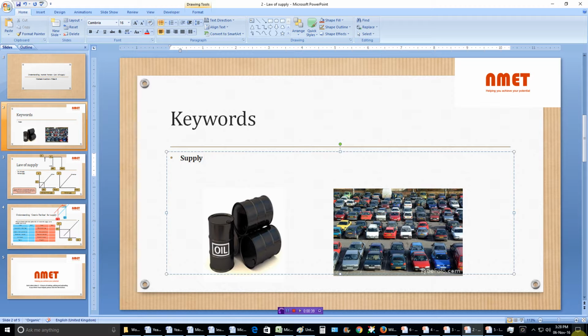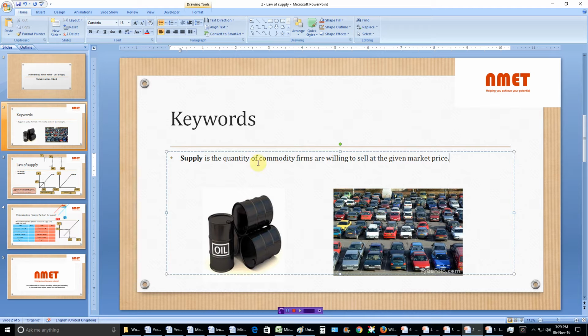Supply is the quantity of goods or commodities firms are willing to supply or sell. We shouldn't be using the word we are asking the question about. So supply is the quantity of a commodity firms are willing to sell at the given market price.